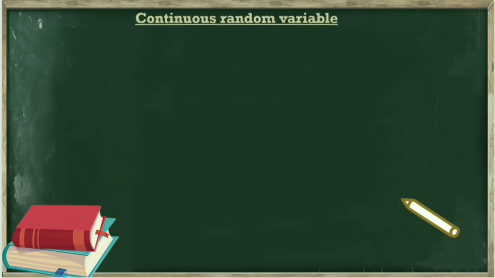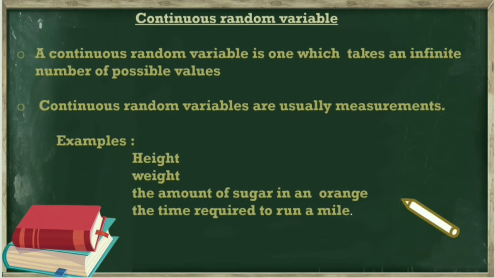Continuous random variable. A continuous random variable is one which takes an infinite number of possible values. Continuous random variables are usually measurements. For example, height, weight, the amount of sugar in an orange, the time required to run a mile.